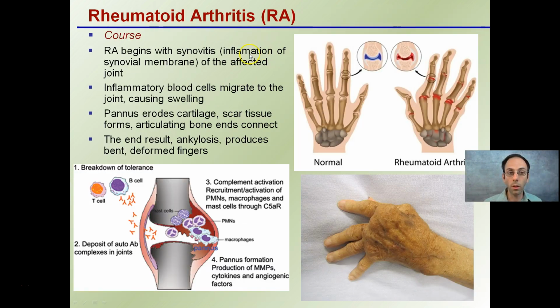The course begins with the inflammation of synovial membranes at the affected joint. Inflammatory blood cells migrate to the joint, causing swelling. The end result, we could produce deformed fingers in extreme cases. So again, because it's an autoimmune disease, the immune system is involved. Here we have B cells and T cells of our immune system being brought to the area. We have this kind of reaction that's basically occurring, and this occurs in rheumatoid arthritis.